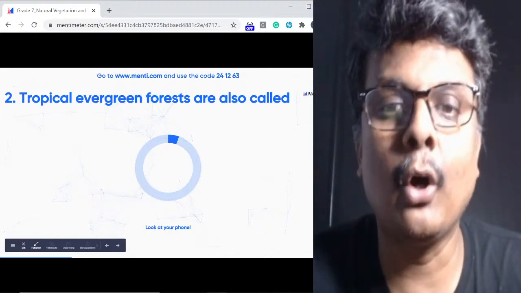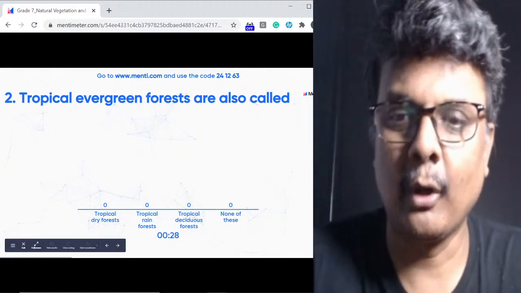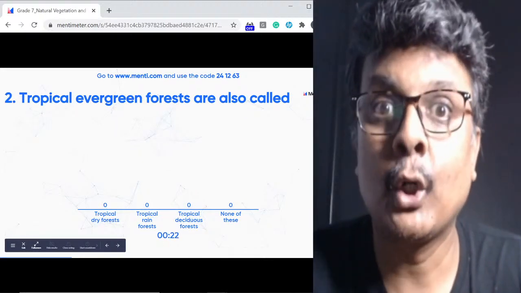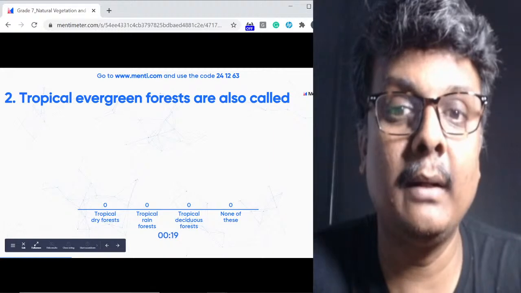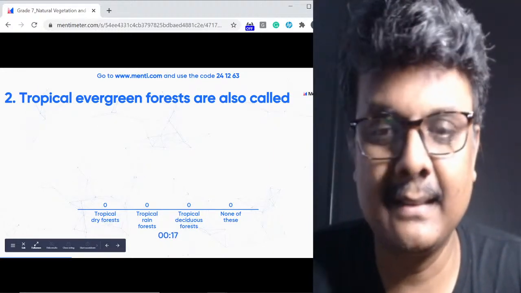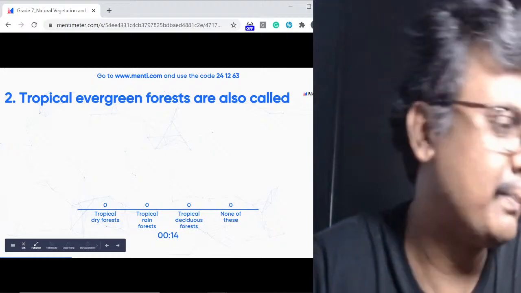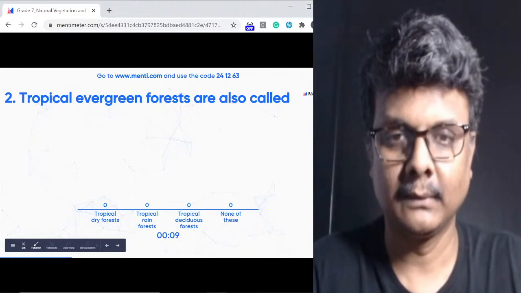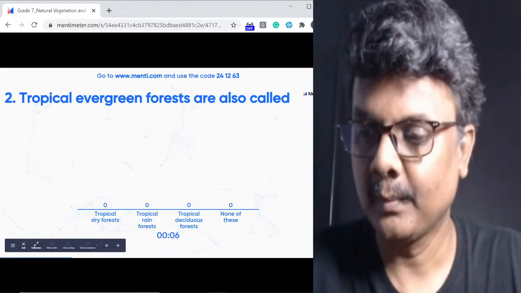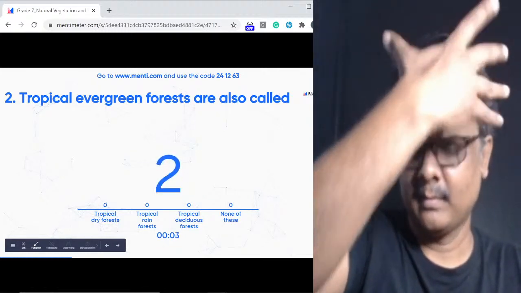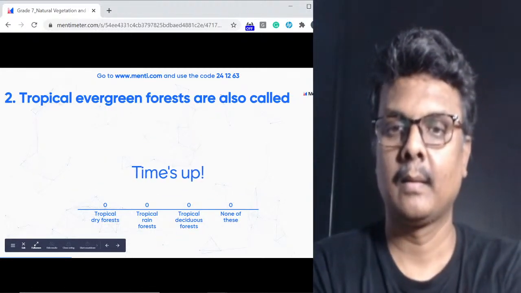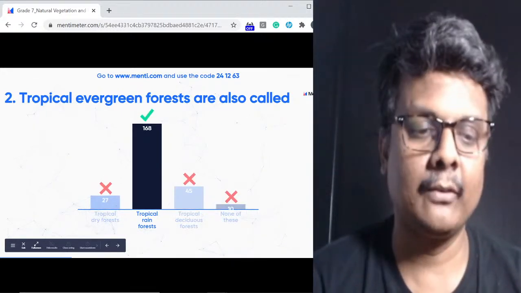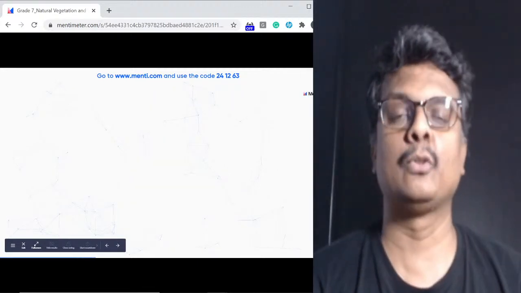Tropical evergreen forests are also called tropical dry, tropical rainforest, tropical deciduous forest, or none of these. Tropical evergreen forests are also called what? See, I know most of you will get it right. It's a simple question. Tropical rainforest. 168 of you got it right. Super guys, most of you.